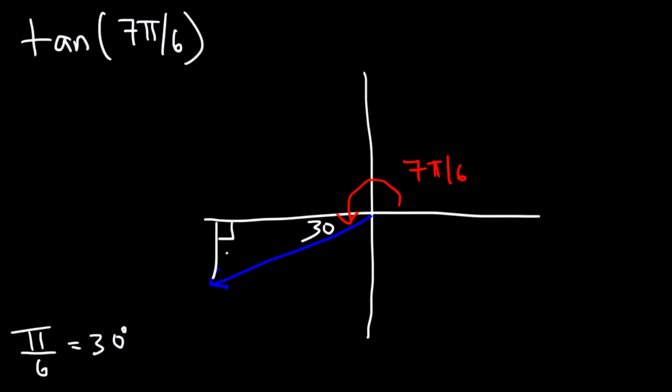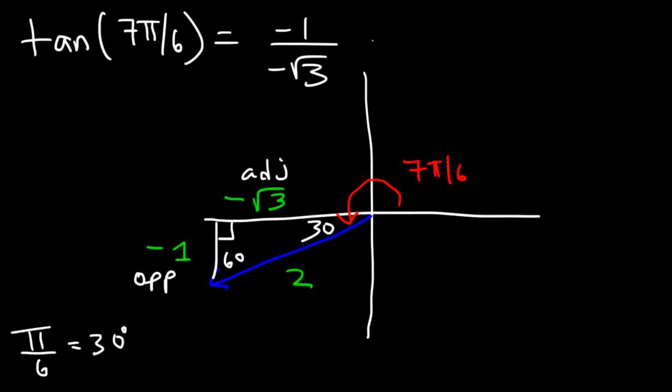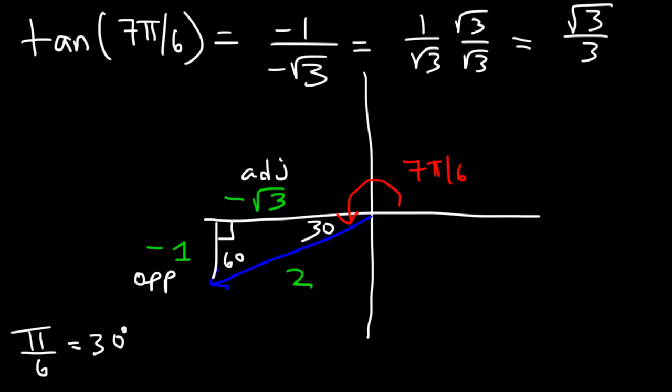So once again, we have the 30, 60, 90 triangle. Across the 30 is 1. Across the 60 is square root 3. Across the 90 is 2. Now, in quadrant 3, both x and y are negative. So now we could evaluate tangent 7 pi over 6. Tangent is equal to the opposite side divided by the adjacent side. So it's negative 1 divided by negative square root 3, which is 1 over square root 3, and then we're going to have to rationalize it. So tangent 7 pi over 6 is square root 3 divided by 3. And so that's the answer.